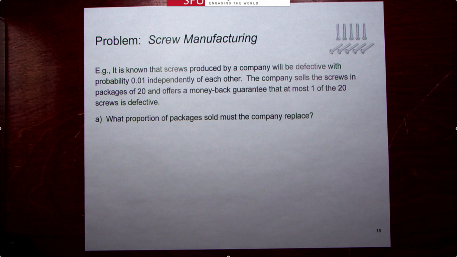to give the money back on the screws if there's more than one defective screw in a packet. Okay, so what proportion of packages, or what's the probability that the company must replace a package? Okay, so we probably could have done this using event space and independence and all that stuff from before, but we're trying to move away from that, and the goal here is to use random variables and distributions.